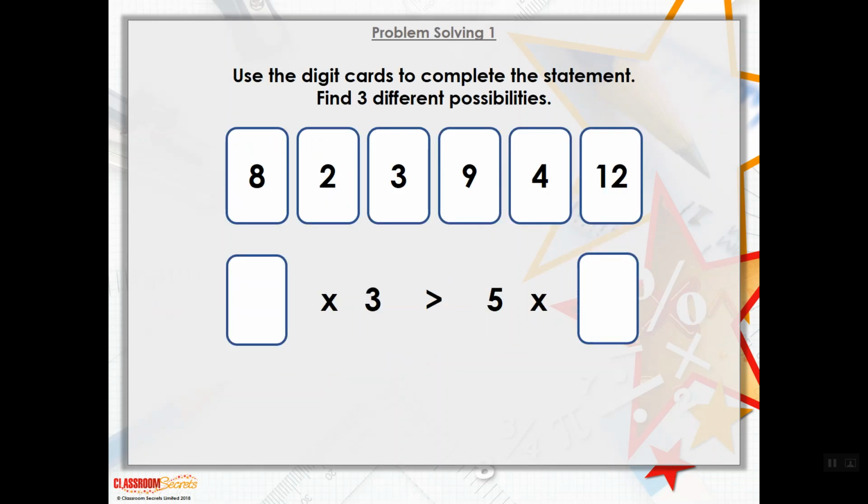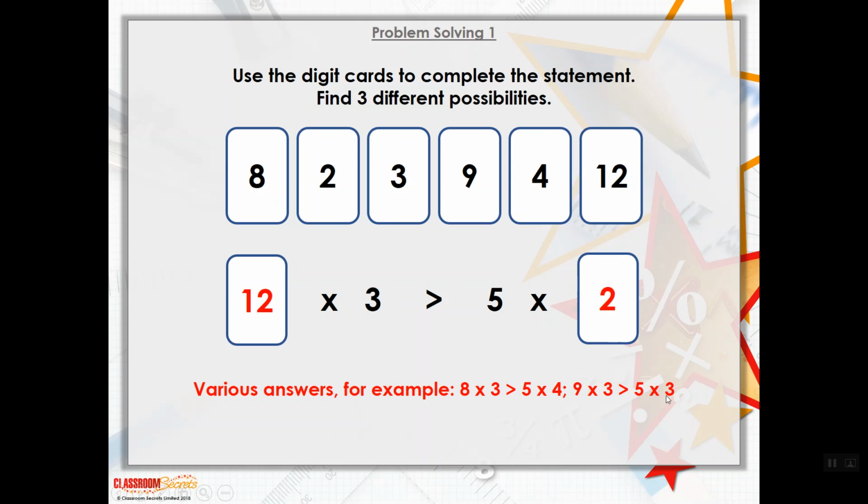Now the next one says, use the digit cards to complete this statement. Find 3 possibilities. So something times 3 is smaller than 5 times something. Pause the video and have a go. And these are the possible answers.